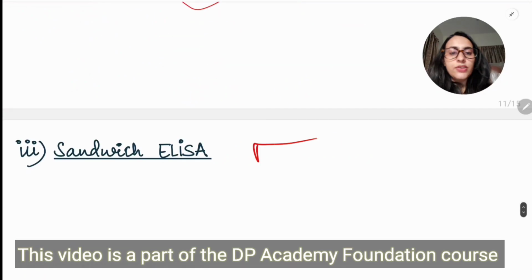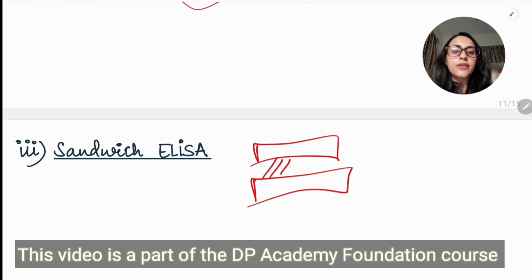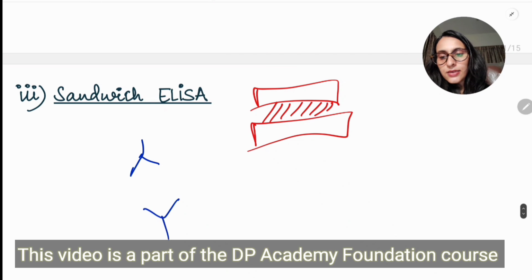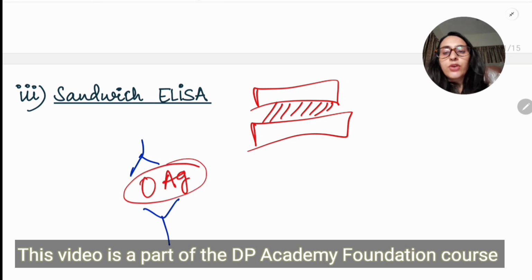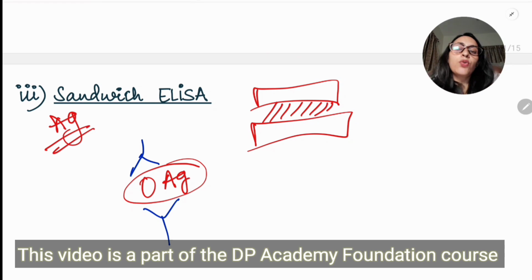Then comes the sandwich ELISA. What is a sandwich? We take two pieces of bread and we put something inside, that is known as a sandwich. In this sandwich ELISA, we take antibody on both sides and antigen in between from the patient, because sandwich is done for antigen detection. Remember, only indirect ELISA is for antibody detection. Rest all the ELISAs are for antigen detection. So here antigen is taken from the patient blood and antibody is put on both sides.